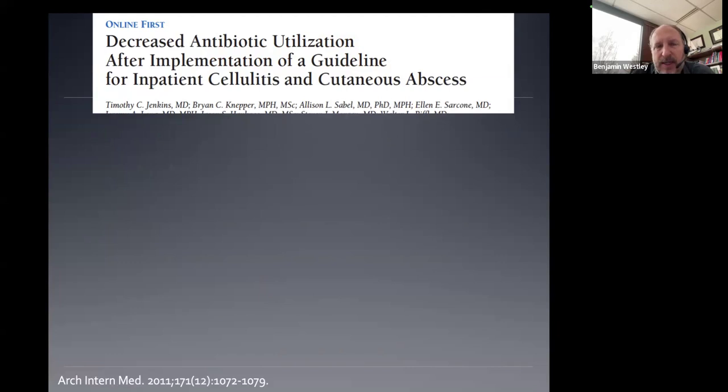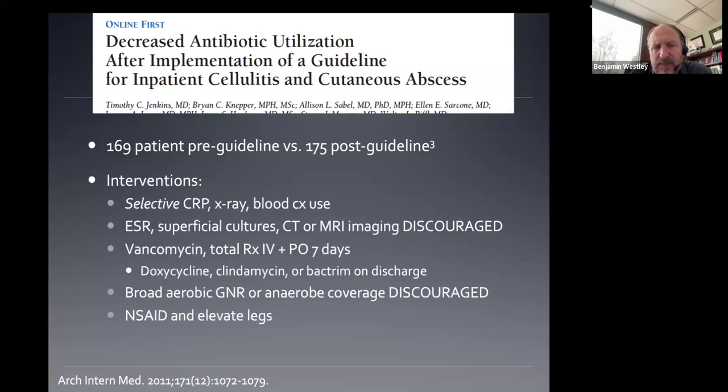So knowing what we know about antibiotics and what the optimal use are, we actually know from Tim Jenkins' study, I think from Colorado, that using a stewardship approach to antibiotics can help. They actually used broader antibiotics in this study than we are advocating currently, but they showed that antimicrobial stewardship can have a big impact. So they instituted a guideline, and then they looked at their treatments pre and post guideline. What they were trying to do is minimize the use of CRP, x-rays, and blood cultures, which are not usually required. Septic patients should have blood cultures, but people that are stable and not septic do not need blood cultures when they're admitted for cellulitis.